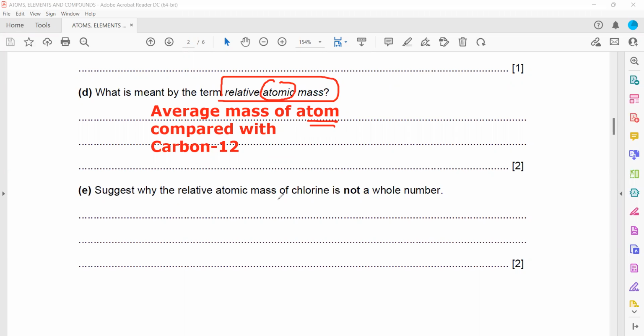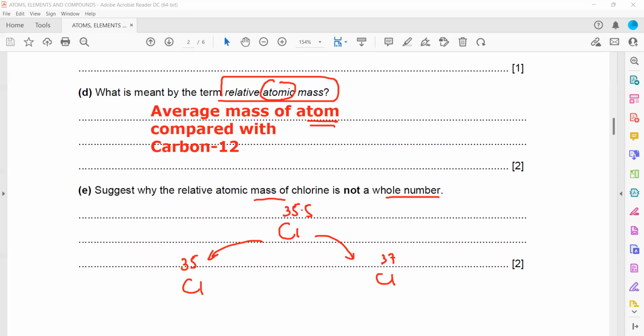Then, suggest why the relative atomic mass of chlorine is not a whole number. Like why we write chlorine as 35.5, why not 35? We have the 2 isotopes of chlorine, one of the isotopes is 35, another one is 37. But when we take the average mass of these 2 isotopes, we don't get the whole number, we are getting a decimal. So why is chlorine's mass not a whole number?